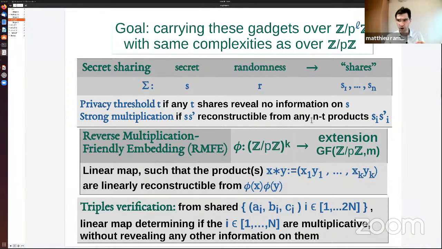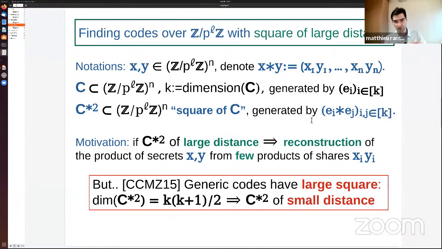So the technical hurdle to achieve this primitive over rings is the following. The technical problem is to find codes with small square. Why small square? Because the square of a code is the code generated by all the products of code words component by component. Small square means big distance, means you can reconstruct a product of two secrets from a few coordinates. This is what we are looking for.